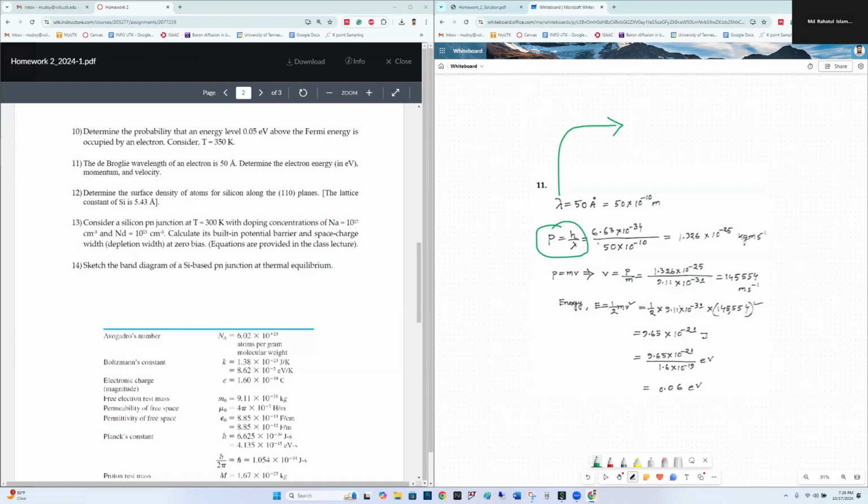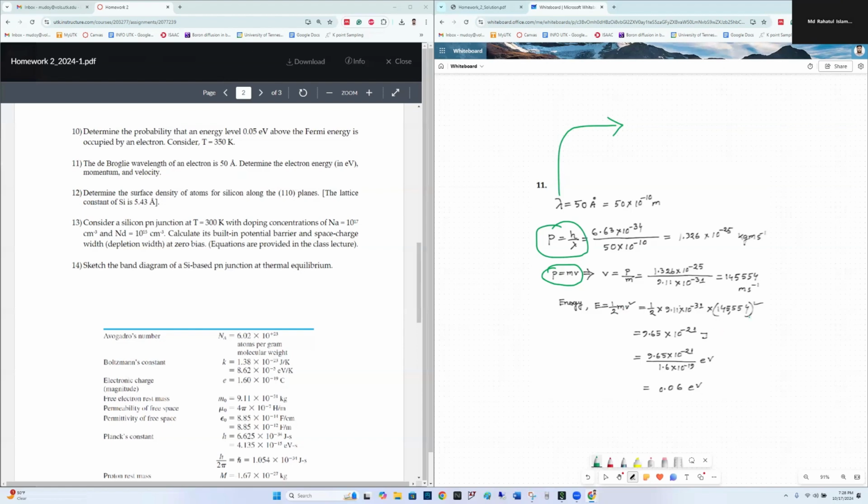Write everything in SI units, and then you will get the momentum. From momentum, we know that the momentum formula is p equals mv, so you can calculate the velocity v from here. You already know p, and you know m because this is an electron, so the mass of the electron is 9.11 times 10 to the minus 31. From there you will get v, and we have the energy formula E equals half of mv squared. You know m, you know v. Just put them into the equation and you will get the energy.